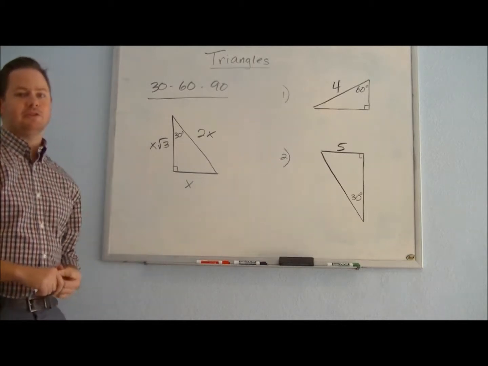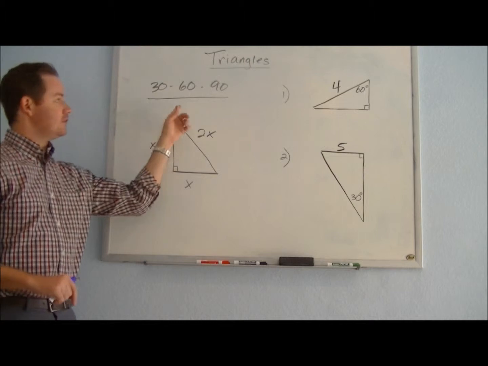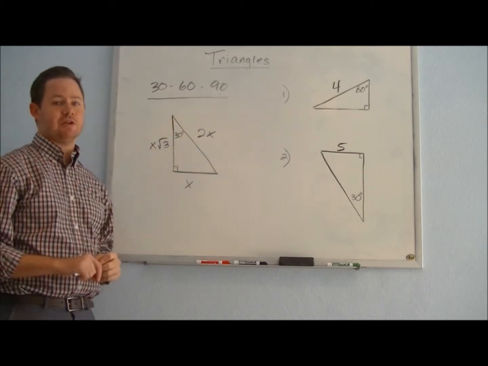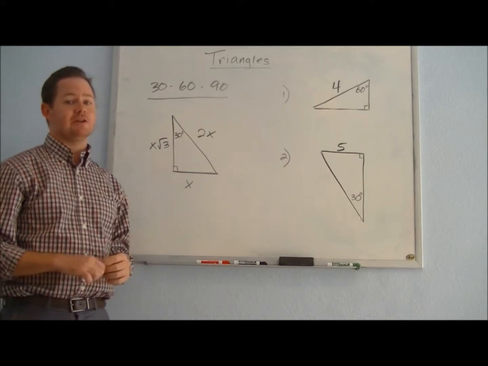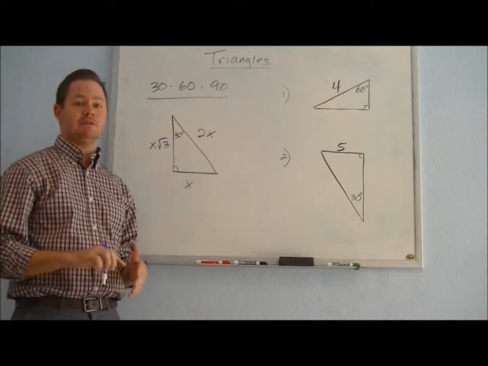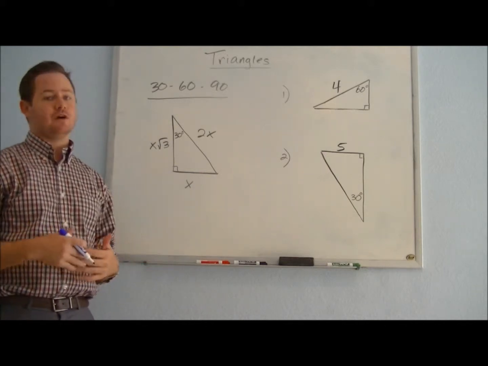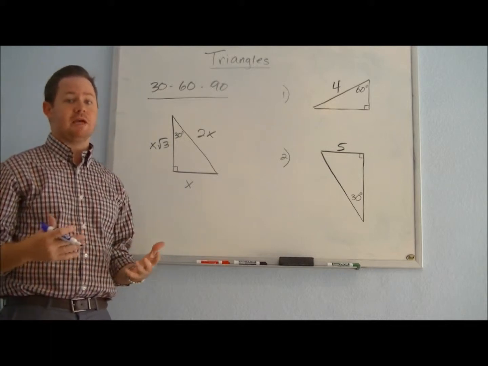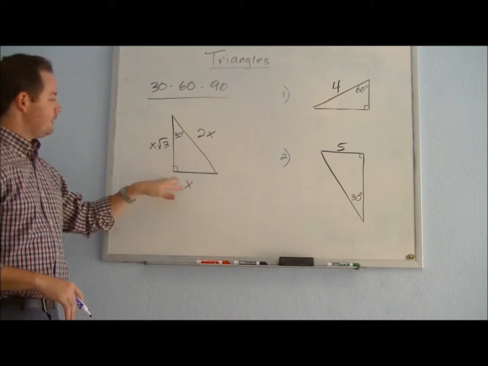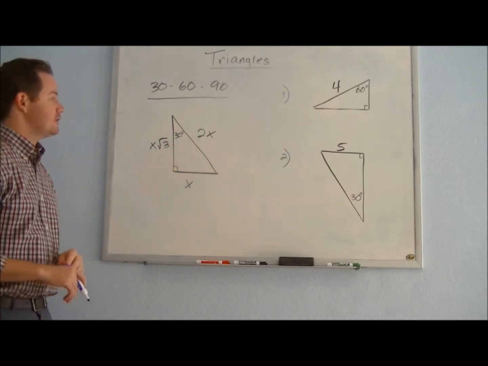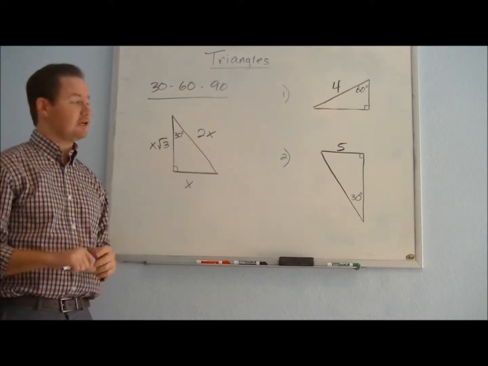Hi. I'm Chris, and in this lesson we're going to take a look at 30, 60, 90 special right triangles. These are triangles that will show up on a lot of standardized tests from PSAT to SAT, ACT, all the way up through GRE, GMAT, and some of those higher level grad exams. So it's important that we know the relationship between the three sides of a 30, 60, 90 right triangle.